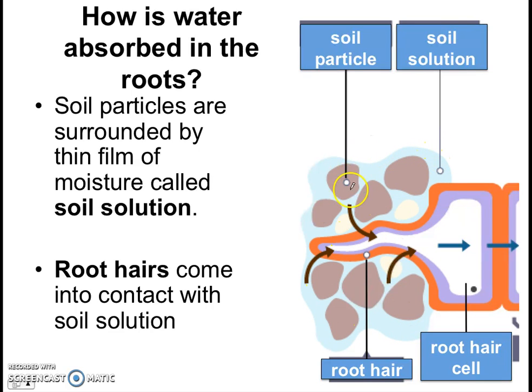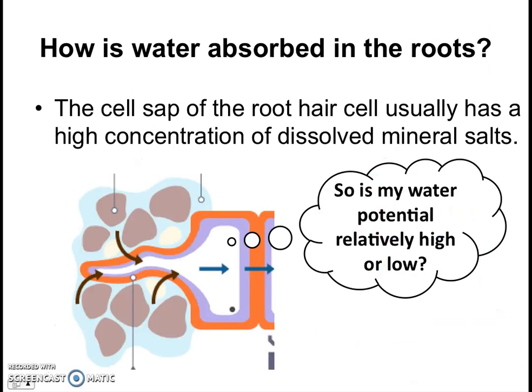And importantly, soil particles are surrounded by a thin film of moisture called the soil solution. The soil solution is mostly water, and it also has dissolved mineral salts and other substances inside. And the root hair cells, in particular the root hair of the root hair cells, come into contact with the soil solution. So how is water absorbed into the roots?